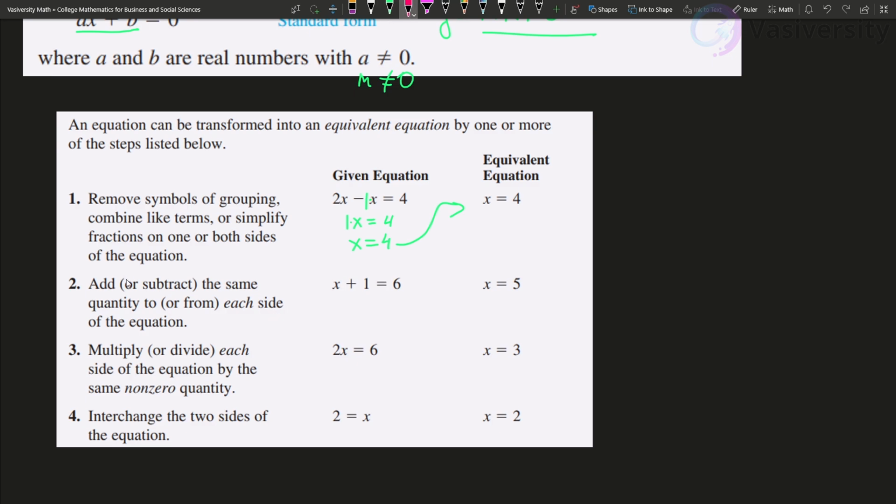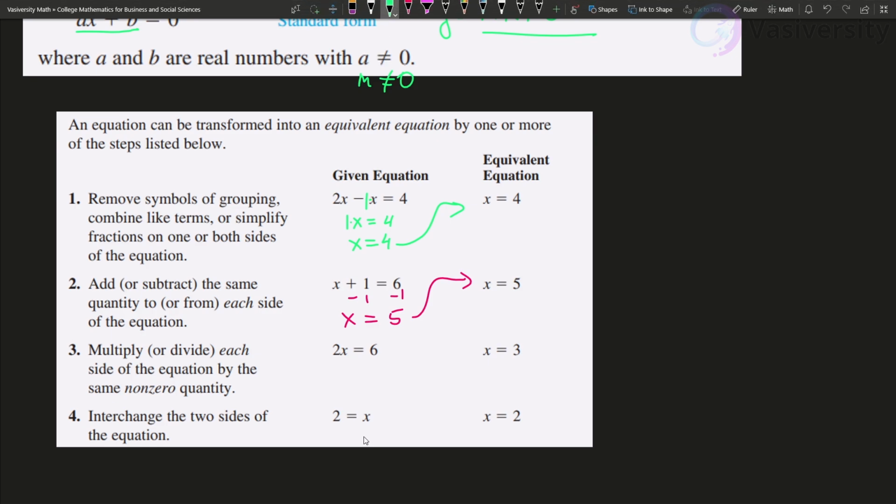Now we can also add or subtract the same quantity to or from each side. What are we doing here? We have x plus 1 is equal to 6. We can subtract 1 from both sides. So we have x plus 1 minus 1, which is x plus 0, which is x, is equal to 6 minus 1, which is 5. That's exactly the same thing we have here.